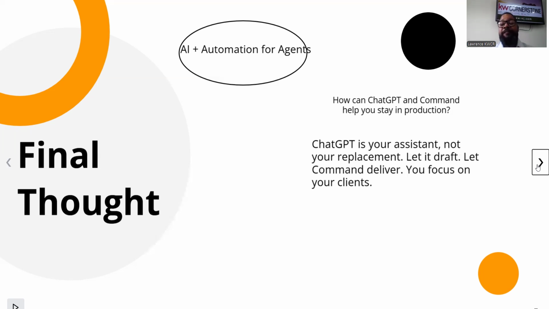which allows you time to focus on your clients and your lead generation, okay, which is the most important part of your business. So let ChatGPT draft all of your emails, all of your smart plans, all of your responses. Let Command deliver all of that smart plan, all of those follow-ups, everything you need to do. You focus on your clients. You focus on lead generation. You focus on getting listings, buyers, renters, land, commercial, whatever it is. You get to focus on that and leave this time-consuming stuff for ChatGPT to do.